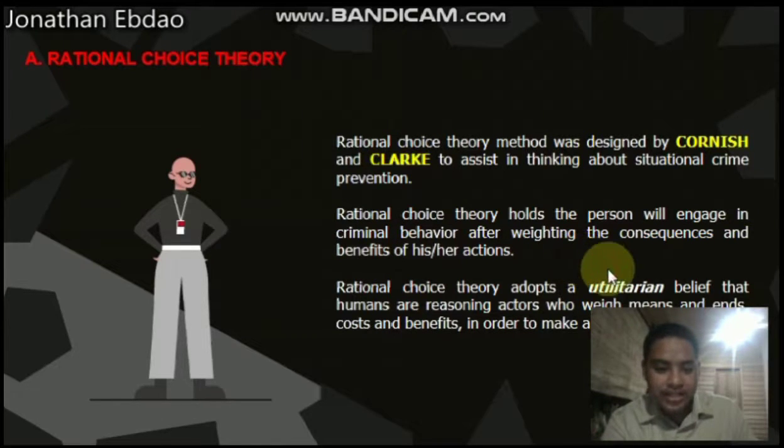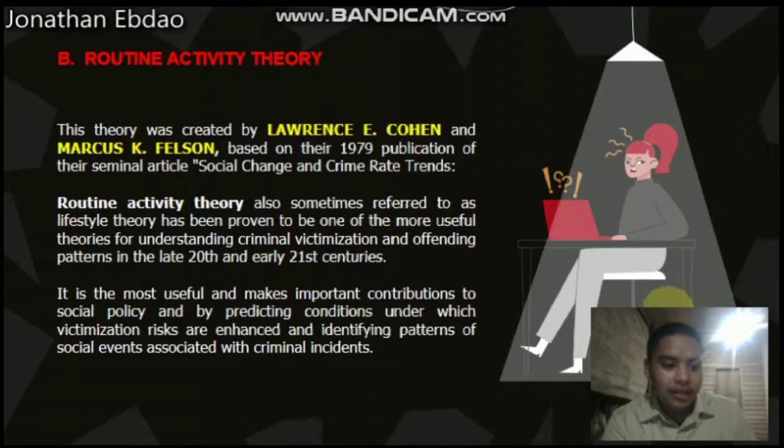The next one is routine activity theory. This theory was created by Lawrence E. Cohen and Marcus K. Felson, based on their 1979 publication of their seminal article, Social Change and Crime Rate Trends. Routine activity, also sometimes referred to as lifestyle theory, has been proven to be one of the more useful theories for understanding criminal victimization and offending patterns in the late 20th century and 21st century.